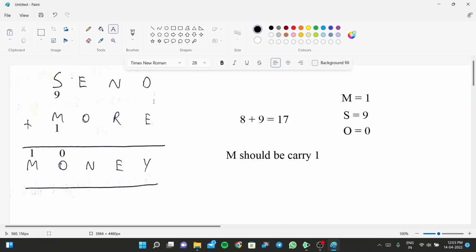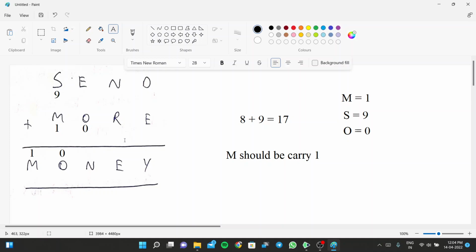Now again, we need to check whether there are any other O's or M's or S's. Here we have another O, and we need to keep it as 0. So E plus 0 should give me N. Is it possible? I think that is not possible, because N plus R gives me E. Can we build some relation? E plus 0 doesn't give me N.